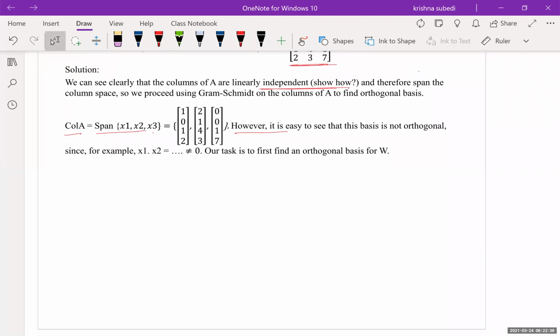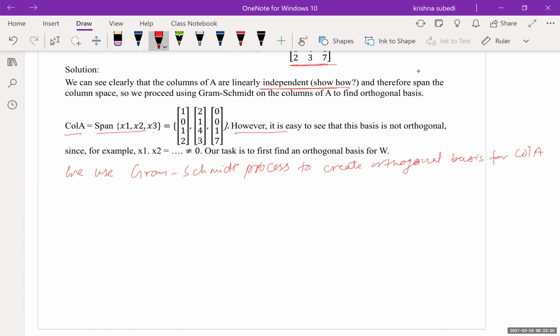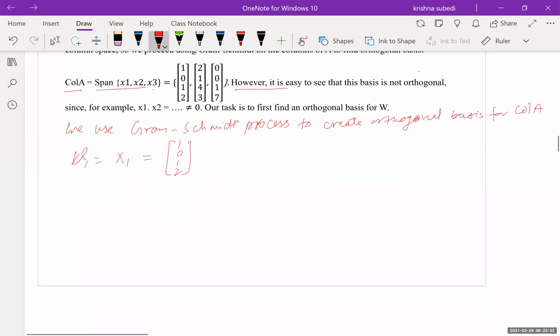Now your job is to create an orthogonal basis for W. I want you to try this on your own. First, to create an orthogonal basis for the column space of A, we use the Gram-Schmidt process. The formula is V1 equals X1, which means 1, 0, 1, 2. The first step is that easy.